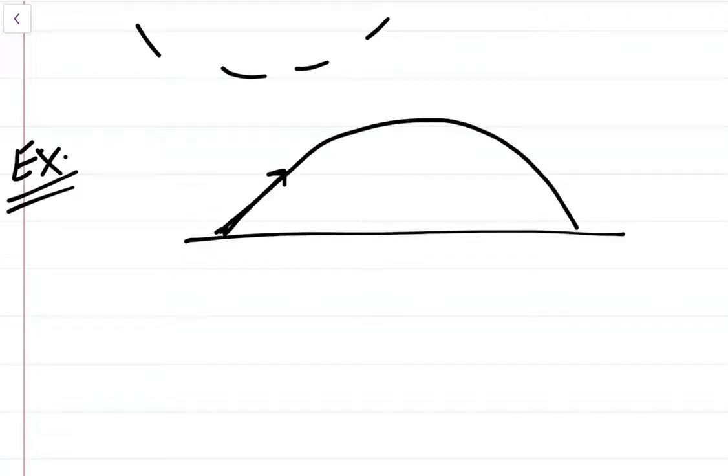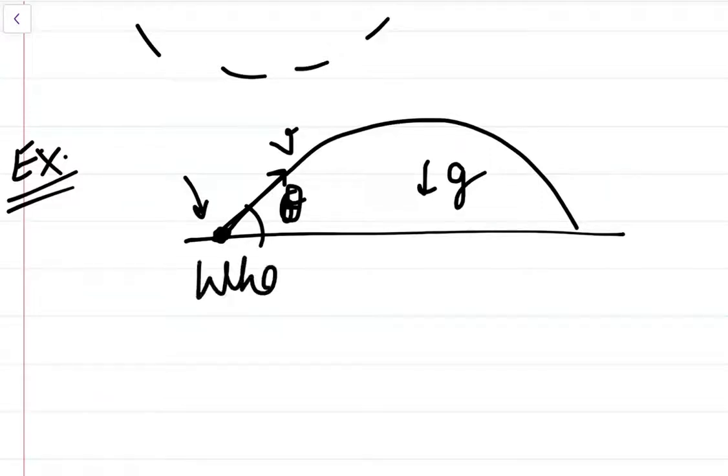So let's take an example. Let's say that a particle is projected like this on earth, and the downward acceleration is g. Let's say it is projected with an angle theta and the speed is v. Now I'm asking you, at the starting point, what is the radius of curvature?